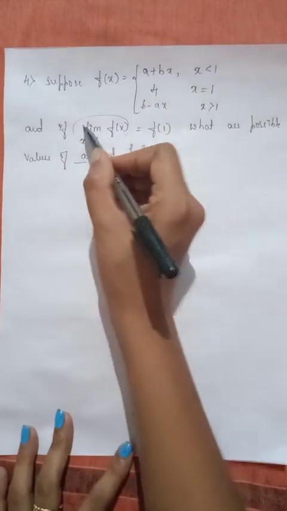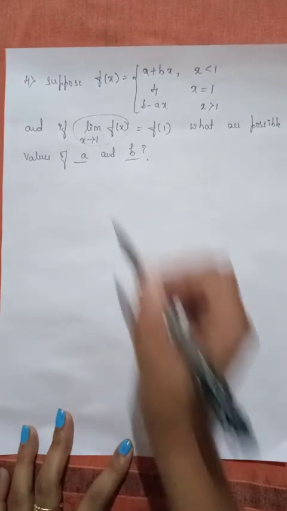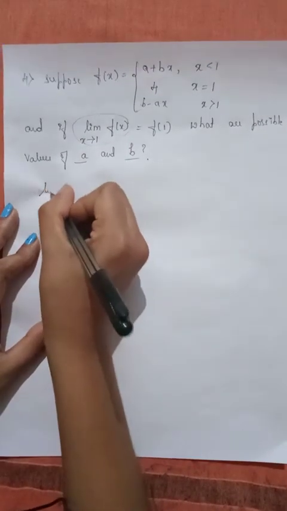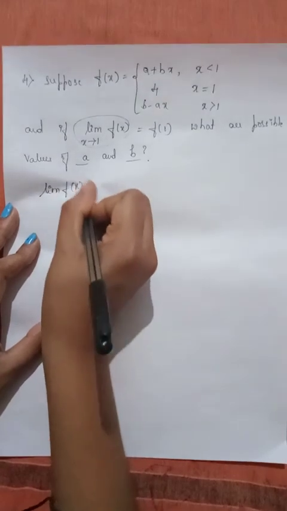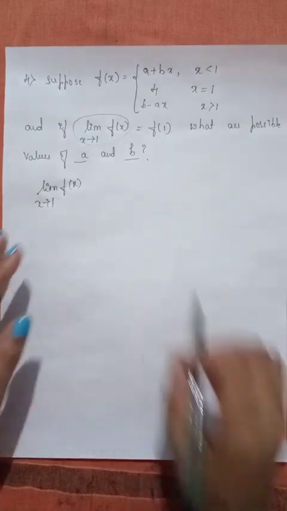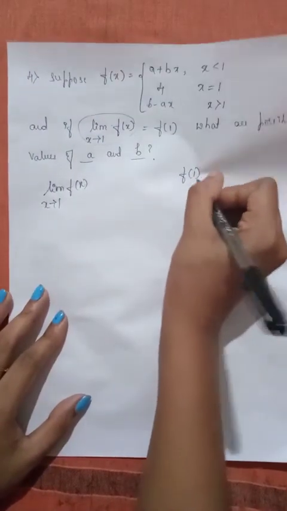Whenever they say the limit of f of x as x tends to 1, it means that particular limit exists. The limit exists if the left hand limit is equal to the right hand limit. So the first thing you have to find is the limit of f of x as x tends to 1. They have told us this is equal to f of 1, but we know what f of 1 is. What is f of 1?